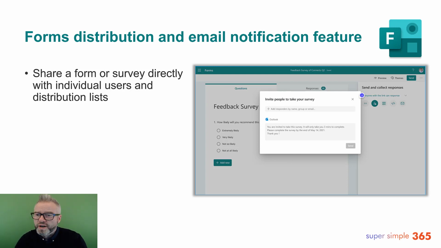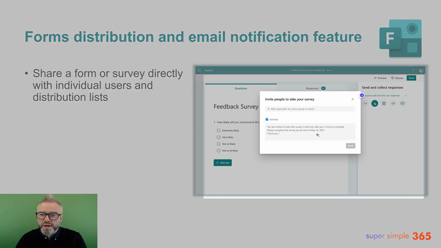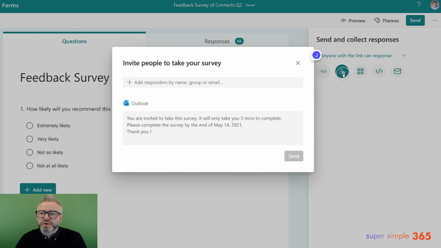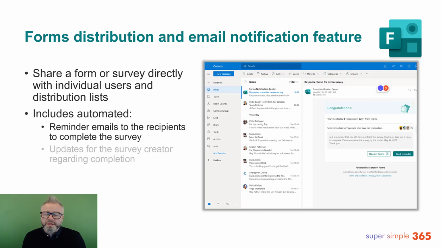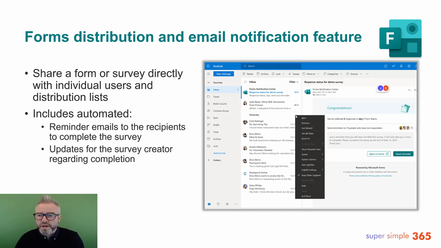So you can see on the screen here, let's just zoom in and have a closer look. This icon here, this is the new one. If you look now, you'll see that you've got the first, the third, the fourth, and the fifth, but that one I'm highlighting is new. So when you click on that, you can then choose your name or your group, and it will send it straight to them. Now, the automation will send reminders to people who haven't filled it in yet, but you'll also get updates and it will tell you that some people have responded to your survey.